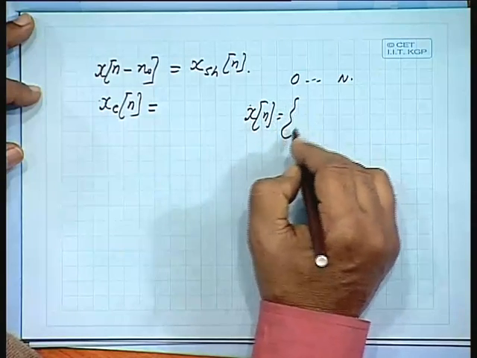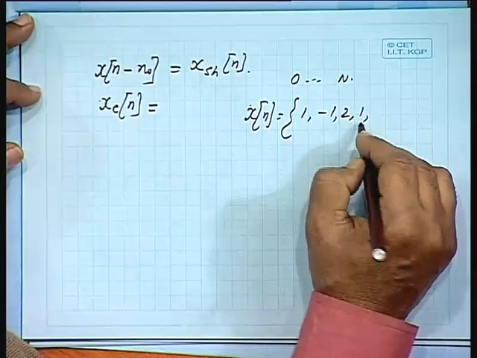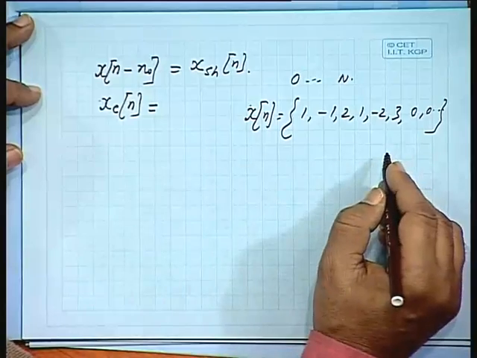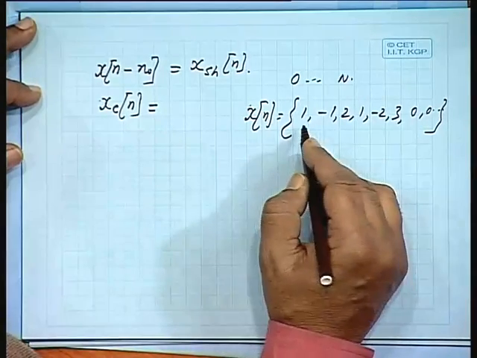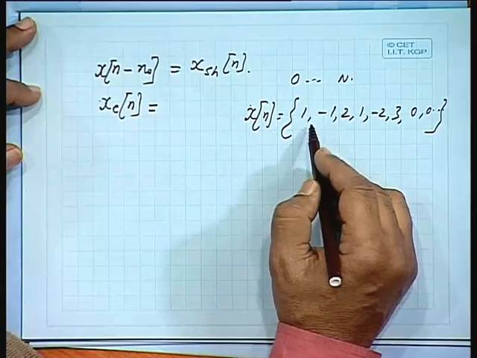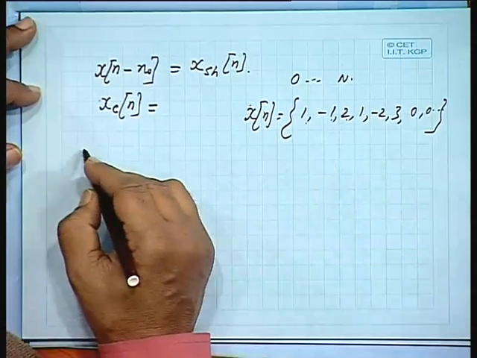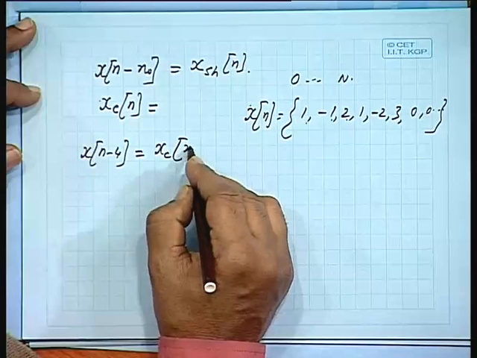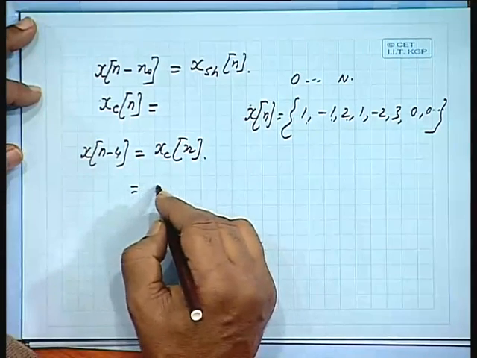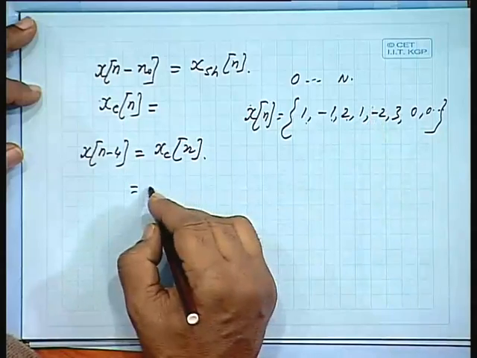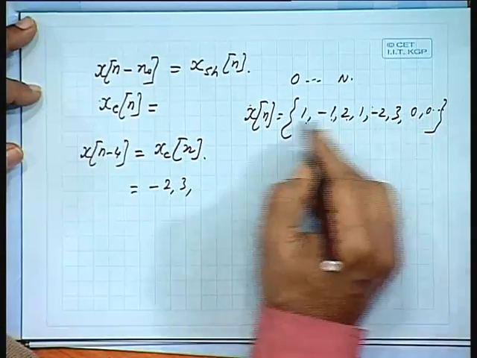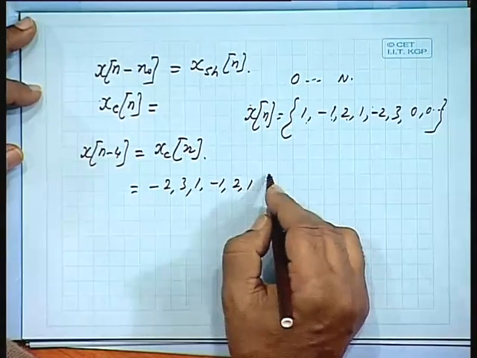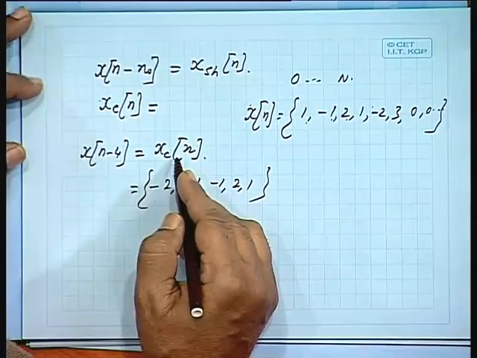Say x(n) is a sequence 1, minus 1, 2, 1, minus 2, 3, 0, 0, etcetera. So, this is the finite sequence. Then x_c(n), if I give a shift by say 1, 2, 3, 4 steps, x(n minus 4) is my shifted sequence x_c(n). What will it be like? It will start from minus 2, 3, then it will wrap around this sequence. So, 1, minus 1, 2, 1. This is the circularly shifted sequence.